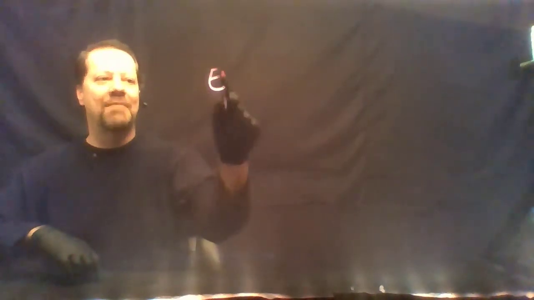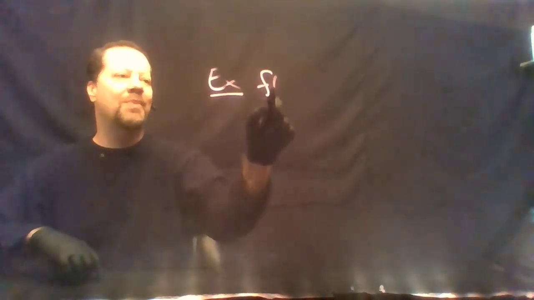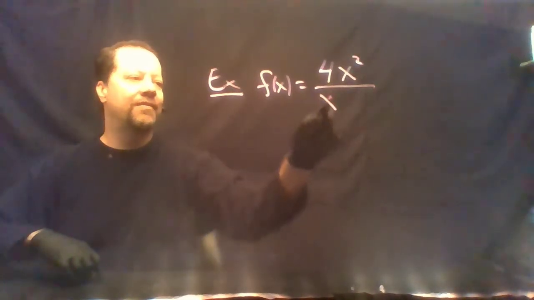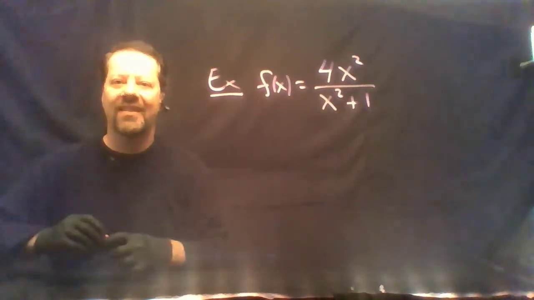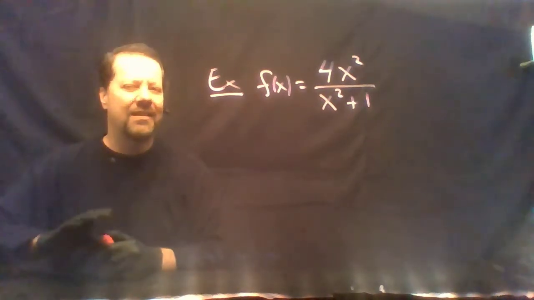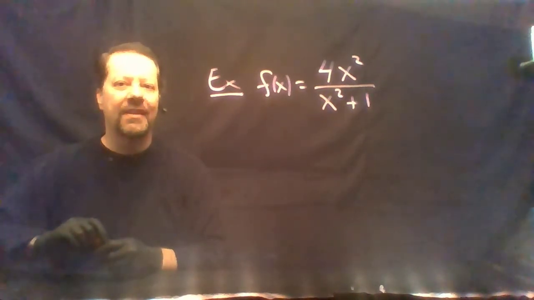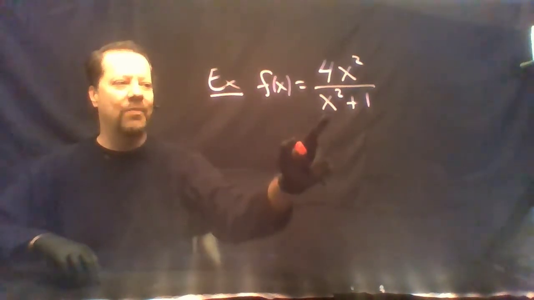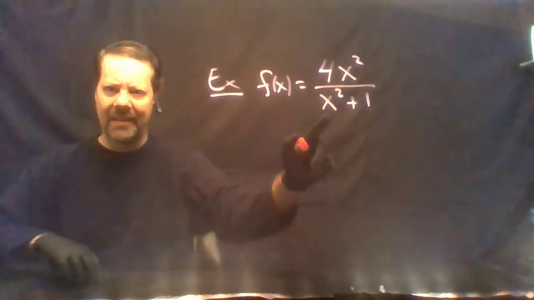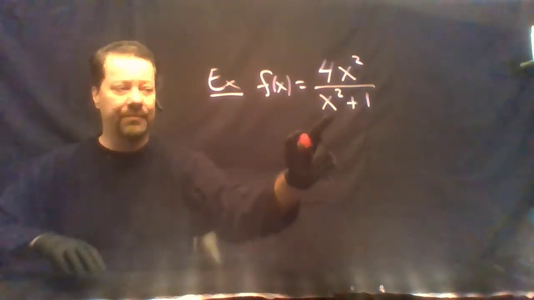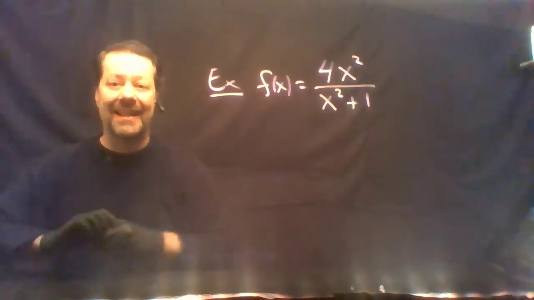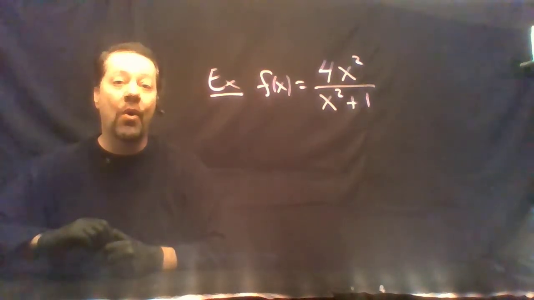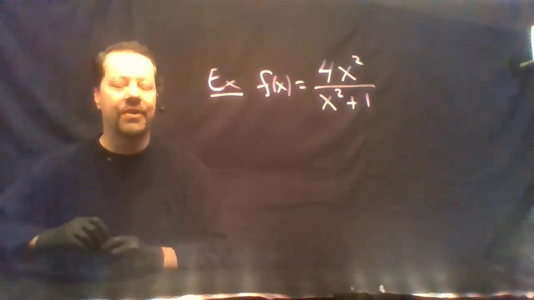So let's look at an example of how this works out. Suppose we have the function, say, 4x squared over x squared plus 1. The denominator does not factor over the real numbers, so this function does not have any vertical asymptotes. When you square a real number, you get something non-negative, positive or 0. Plus 1, the denominator is always at least 1. It can't get down to 0. There are no vertical asymptotes for this function.